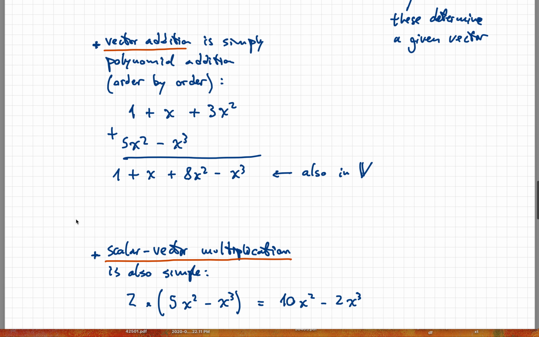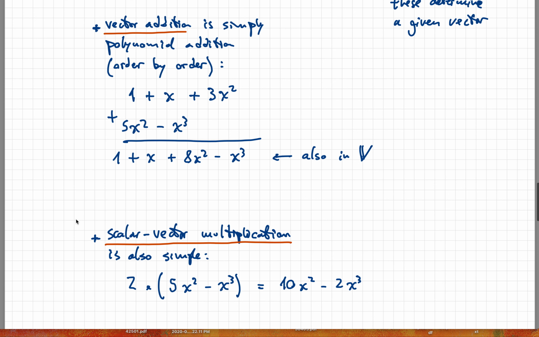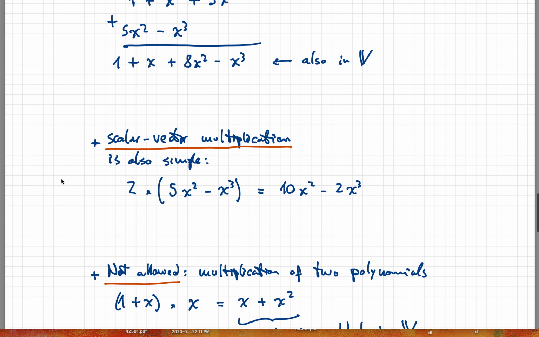What about scalar vector multiplication? We need a definition as well. It's very simple. It's exactly the way you would operate normally with polynomials. You take your scalar, you multiply by your polynomial, it just goes right through, and it multiplies the 2 with the 5 here, you get a 10x squared, and the 2 with the minus 1, you get minus 2x cubed, and that's your result, and that's perfectly fine. What is not defined normally when we talk about vector spaces is the multiplication of two vectors.